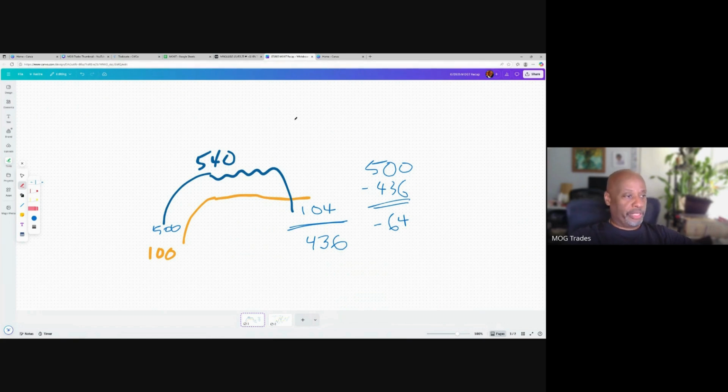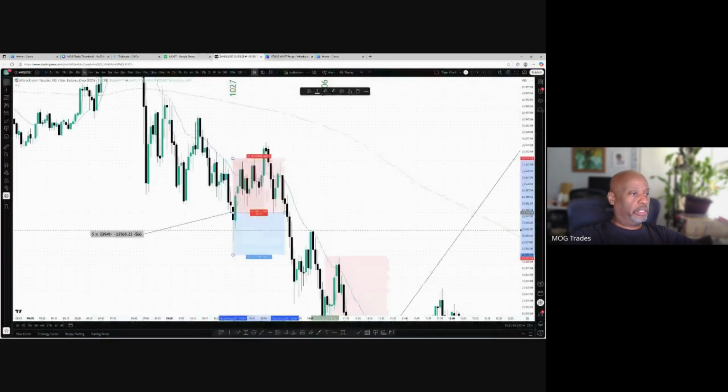So let me explain in numbers what that is. So I started the account with $500, and in that trade, as you can see, I went into profit right here. I went into profit.